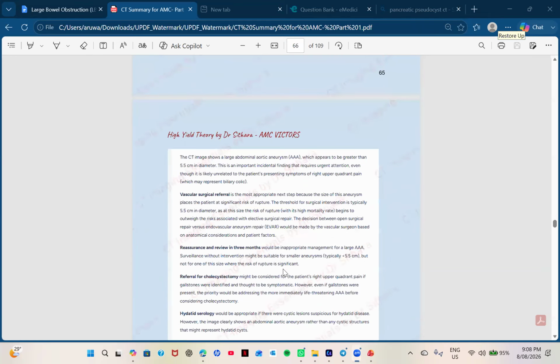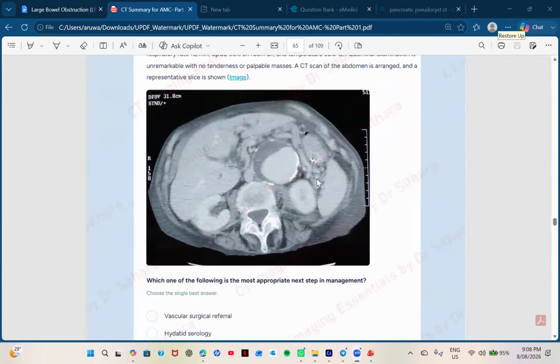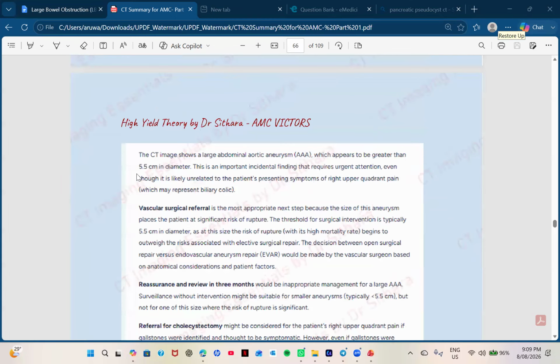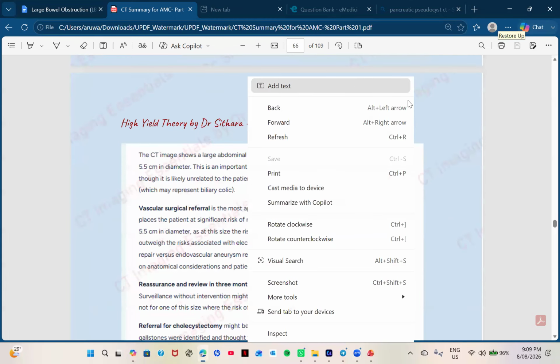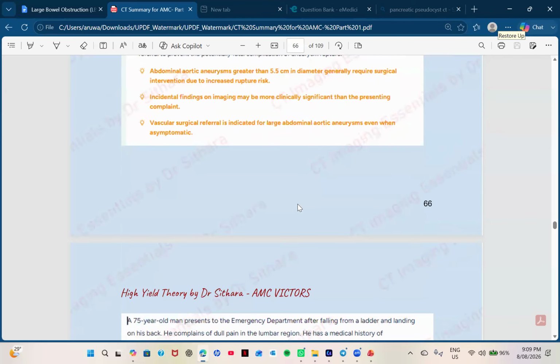Okay, here. This CT scan shows the large abdominal aortic aneurysm. Show me where the abdominal aneurysm is, in which area. Here it appears greater than 5.5 in diameter. This is an important incidental finding that requires urgent attention, even though it is likely unrelated to the patient's presenting symptoms, right? This was found incidentally.